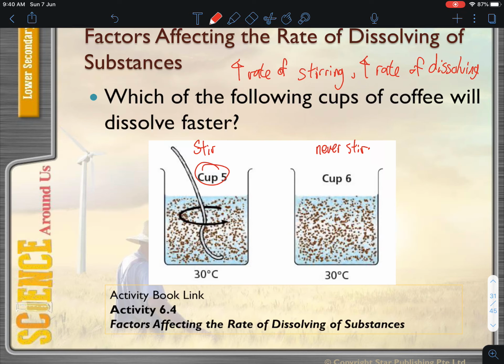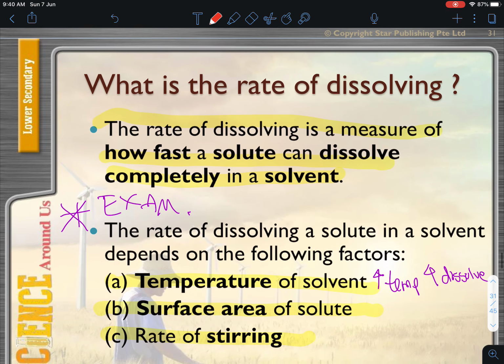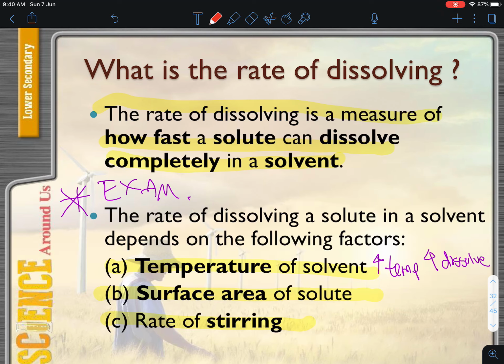Now do take note that stirring and dissolving are two separate actions. Stirring is you taking maybe a spoon and then you rotate it. Dissolving is actually the solute itself being broken down into smaller pieces in the water. You dissolve in a particular solvent. So the rate of dissolving is actually a measure of how fast a solute can dissolve completely in a solvent. Do remember this particular definition. Be very careful in exams. Are they asking you for solubility or are they asking you dissolving? They are two separate things.